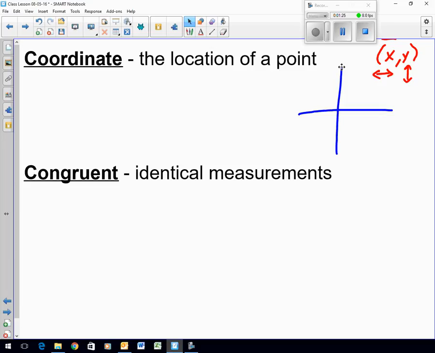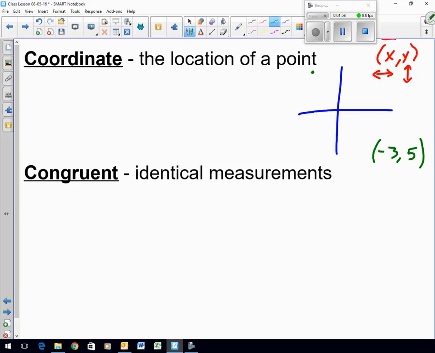Okay? The first number you see tells you to move left or right. The second number you see tells you to move up or down. So if I gave you a coordinate point that was -3, 5, correct? You see a negative number first, you're going to move to the left 3 units. Positive number second tells you to move up 5 units. Okay? So, to the left 3, 1, 2, 3, up 5, 1, 2, 3, 4, 5. There would be a coordinate point, -3, 5.